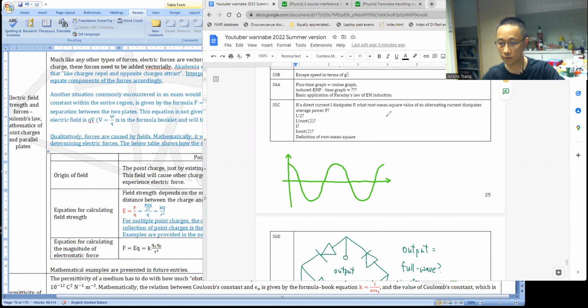So knowing that the EMF induced equals the negative of the rate of change of flux, and students who are familiar with calculus, and I trust all physics HL students are, will recognize that the derivative of the cosine graph is a negative sine graph. And then the negative of a negative sine graph is just a positive sine graph. And therefore, the answer is just A, because choice A is showing the positive sine graph.